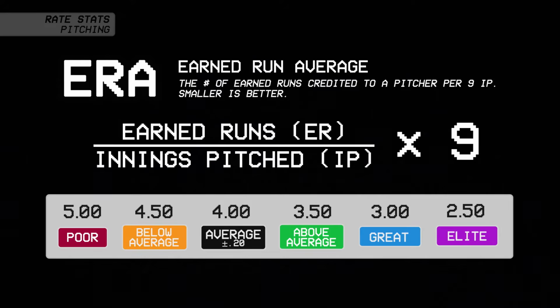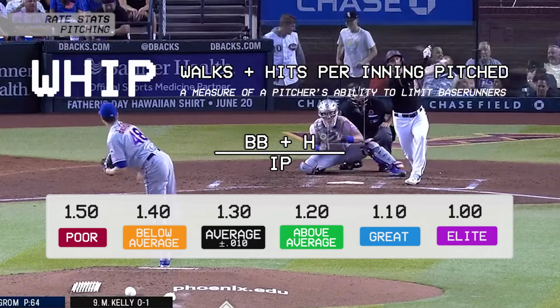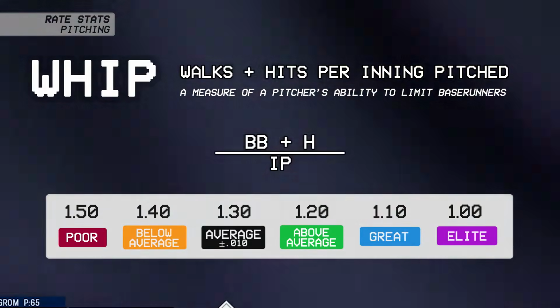Walks and hits per inning pitched, or WHIP, is a measure of a pitcher's ability to limit base runners. WHIP is a straightforward stat that's used alongside ERA to get a more complete picture of a pitcher's performance.